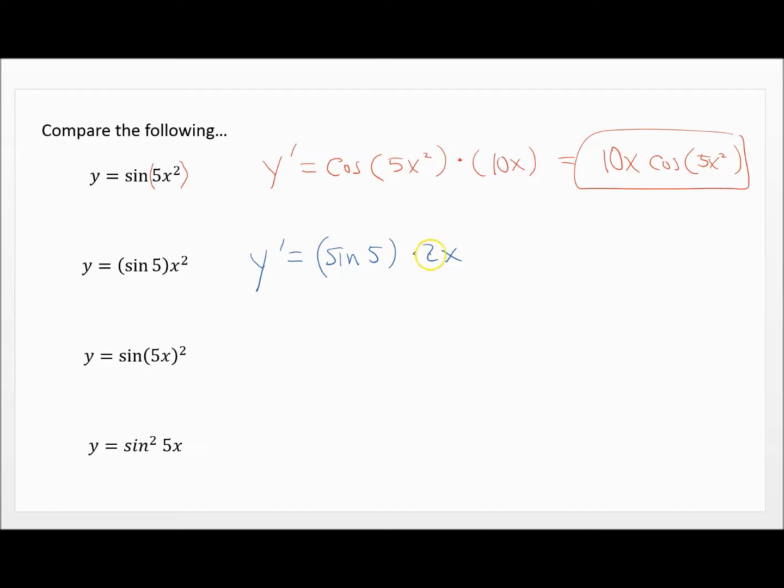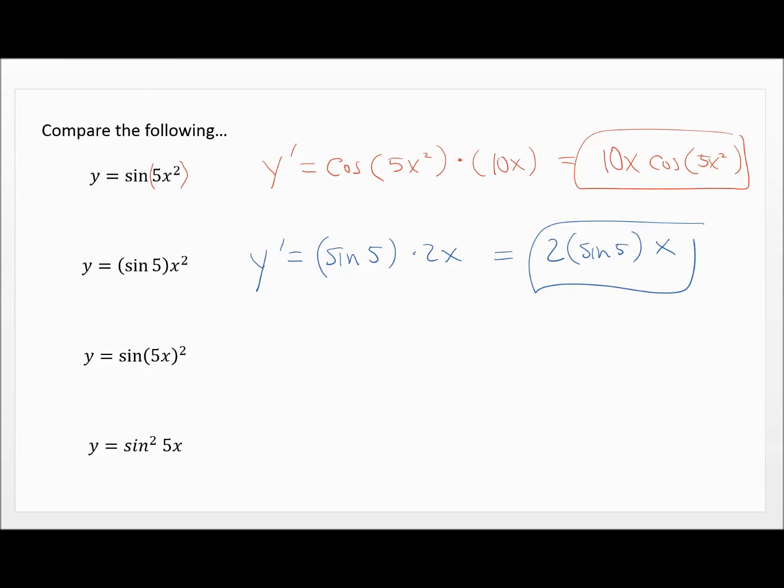Now, it would look a little better maybe if that 2 is in front. And also in this situation, you don't want to put the sine in the back because it's not a function. It's just a number. Sine of 5 is just a number you type in your calculator and you're done. Weird problem, I know, but that's all there is to it.